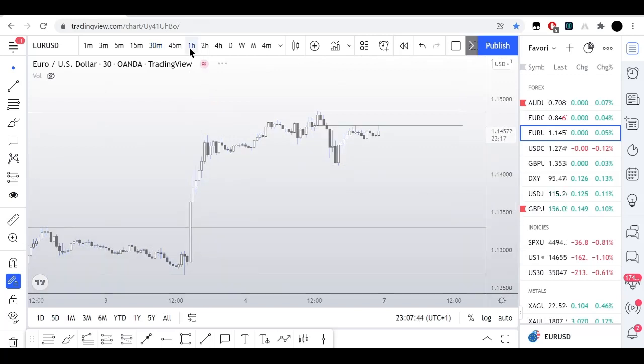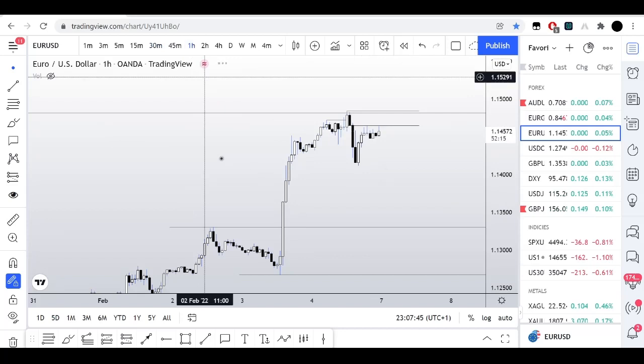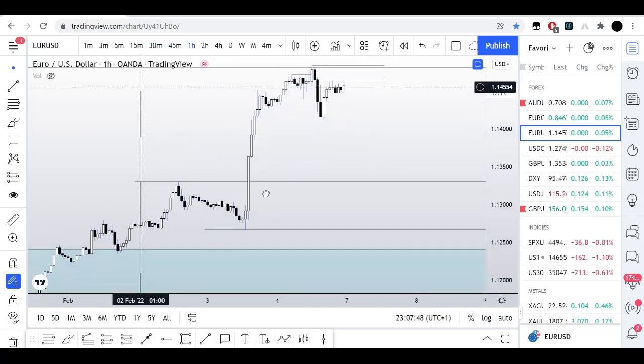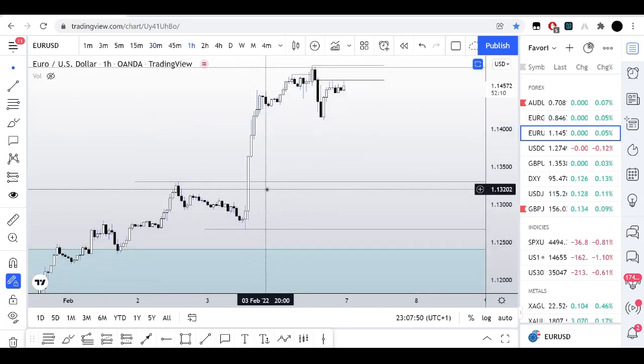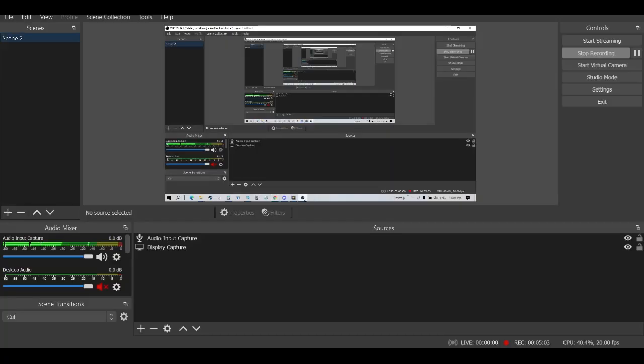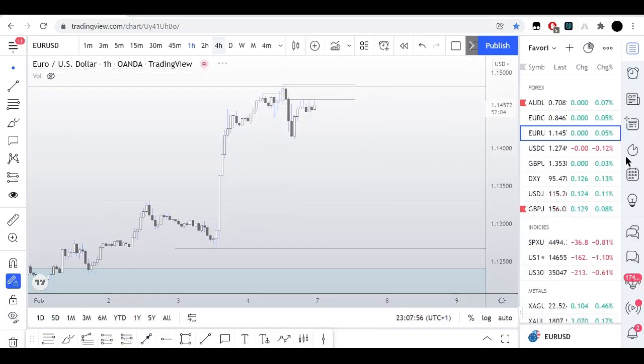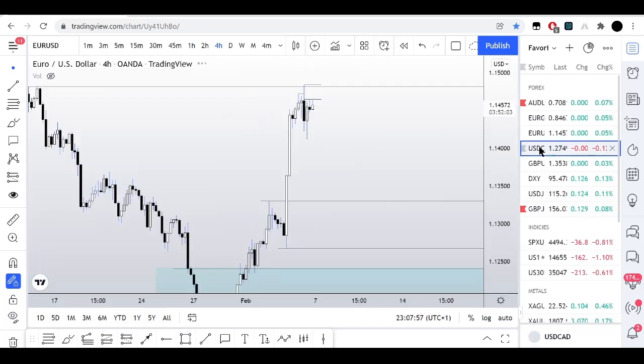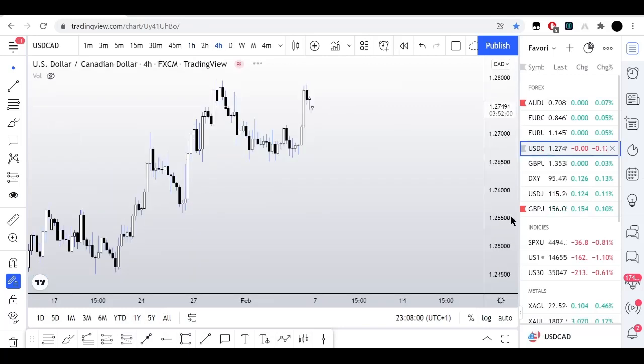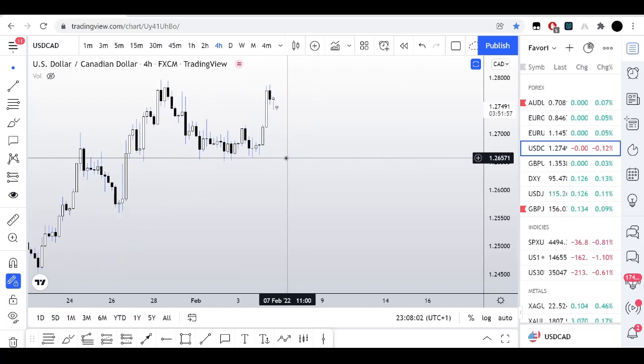Once we get down into this range down here, then I'm most likely going to want to buy. Let me make sure I'm still recording. All right, but yeah, most likely buy down in there. That's it with EU. Let's do USD CAD, Canadian dollar.